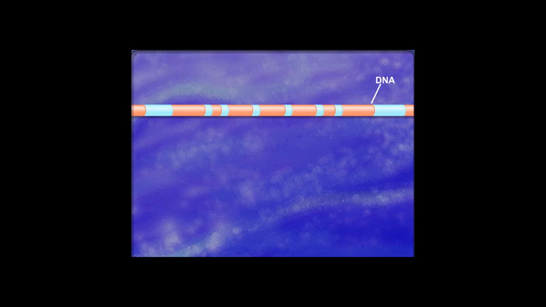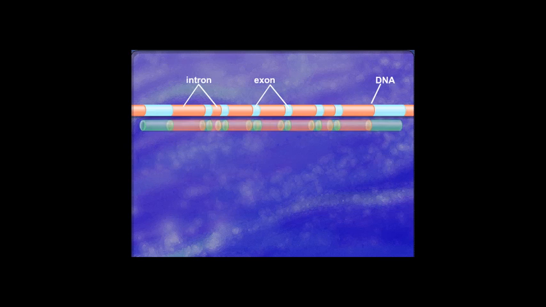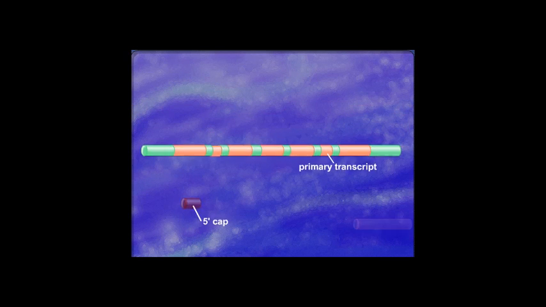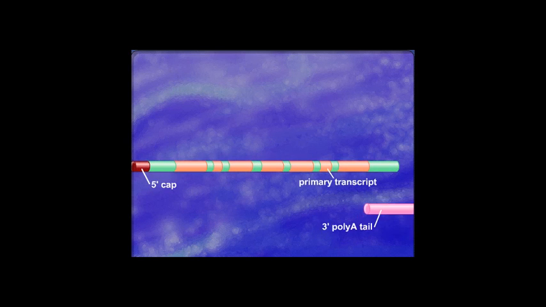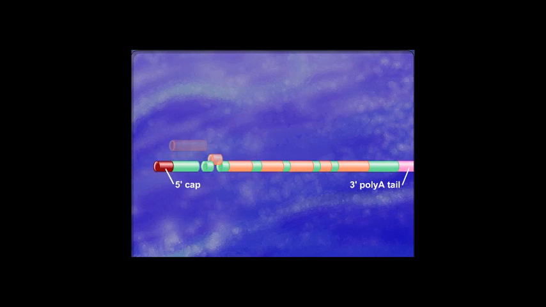Here is an animation to help us better understand messenger RNA splicing. Eukaryotic genes consist of coding sequences of nucleotides called exons and non-coding sequences called introns. The product of transcription, called the primary transcript, is formed with a 5' cap and a 3' poly A tail. The intron sequences are then removed by the process of RNA splicing.